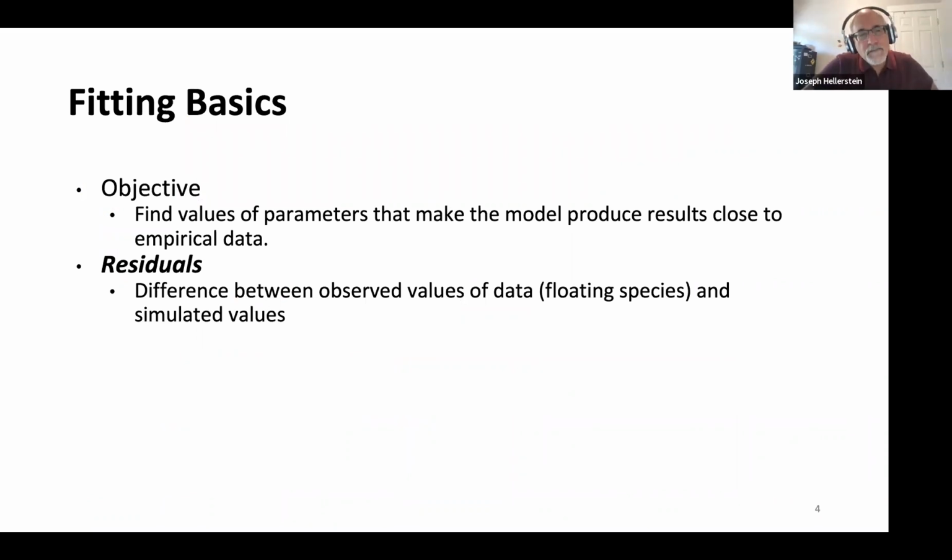Okay, so let's talk about what this fitting stuff is about. I think conceptually you got the idea of what we are trying to do. What we'll have at hand is a model that we've developed, and that model will have a whole bunch of unknown constants. We call them parameters. Most of the time, they're going to be kinetics parameters.